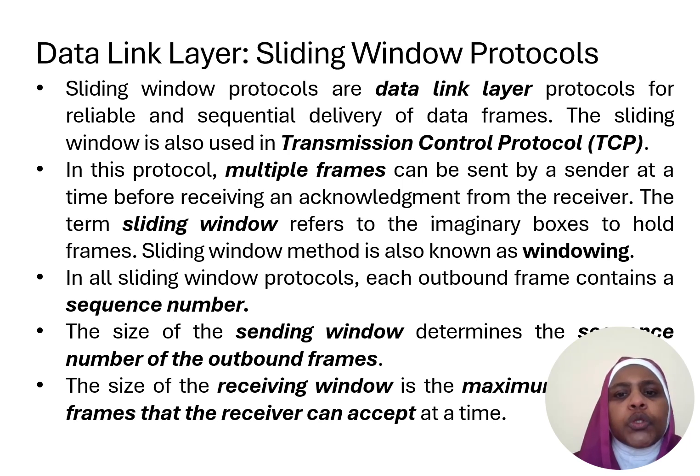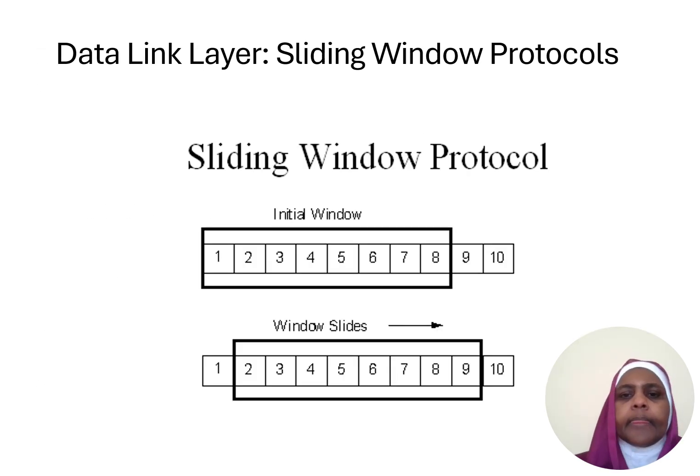The sliding window protocol requires sequential numbering for each frame that is sent or received. The size of the sending window determines the sequence numbers of the outbound frames, or frames to be sent. The size of the receiving window indicates the maximum frames that the receiver can accept. The window slides at the sender side after sending a frame, and at the receiver side after receiving a frame.